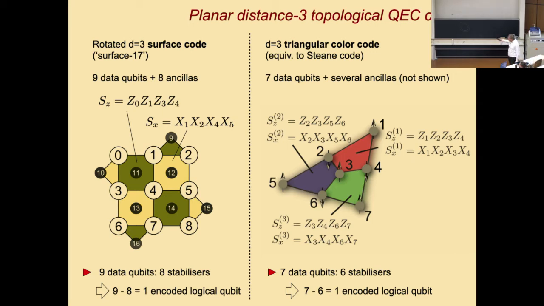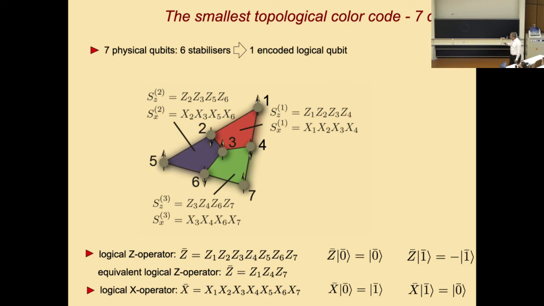And what we have on each of the plaquettes are Z-type and X-type stabilizers. We have only plaquette operators in this class of codes. And what you see is, again, they commute with each other. They share qubits. They are neighboring plaquettes here. And we have 7 data qubits, 6 stabilizers. That means there's 1 degree of freedom left that allows you to encode 1 logical qubit in this 7-qubit color code.